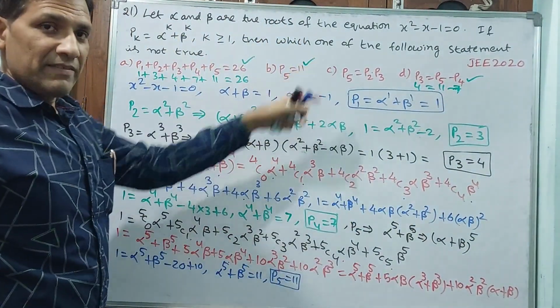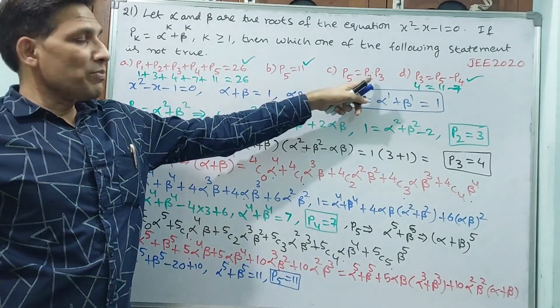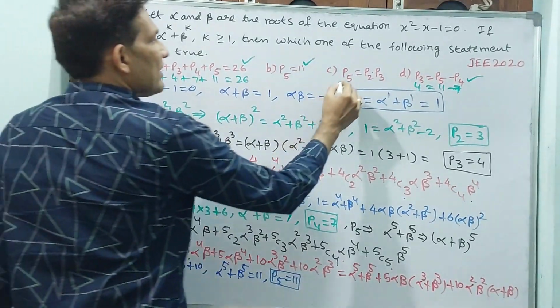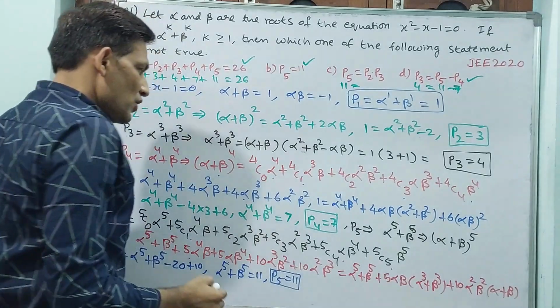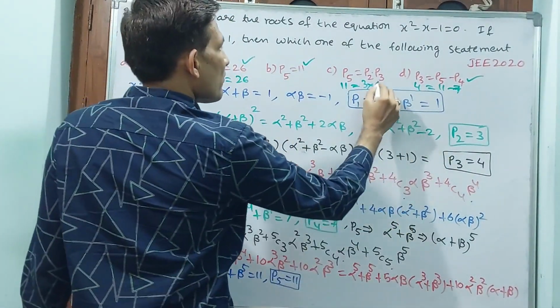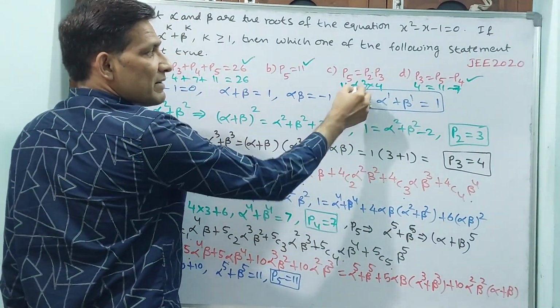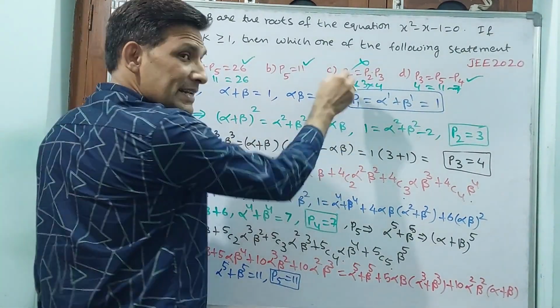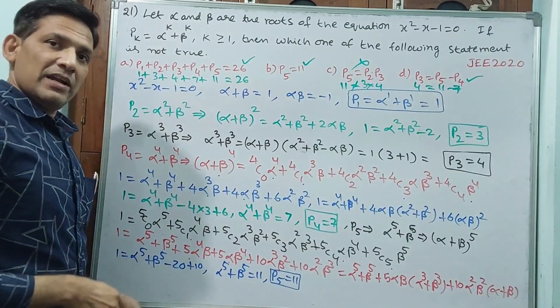Now only one is left. You see, P5 is equal to P2 into P3. P5 is how much? 11. 11 is equal to P2, P2 is how much? 3, into P3, P3 is how much? 4. See, 3 into 4, 12, but not 11, not equal. That means this is not correct. Your answer is C. Okay, let us go for the next question.